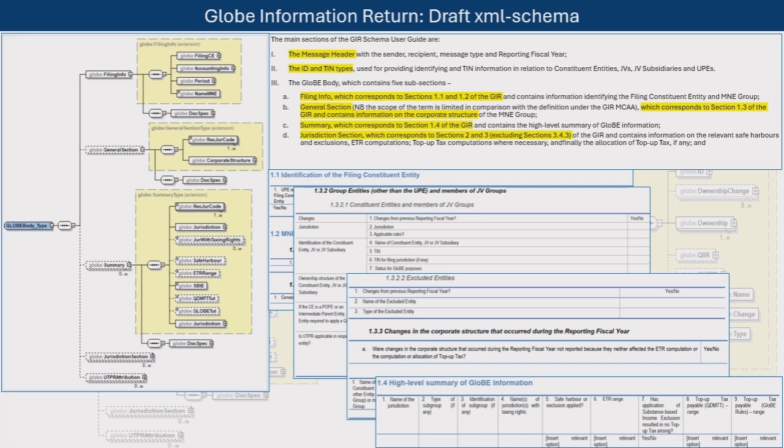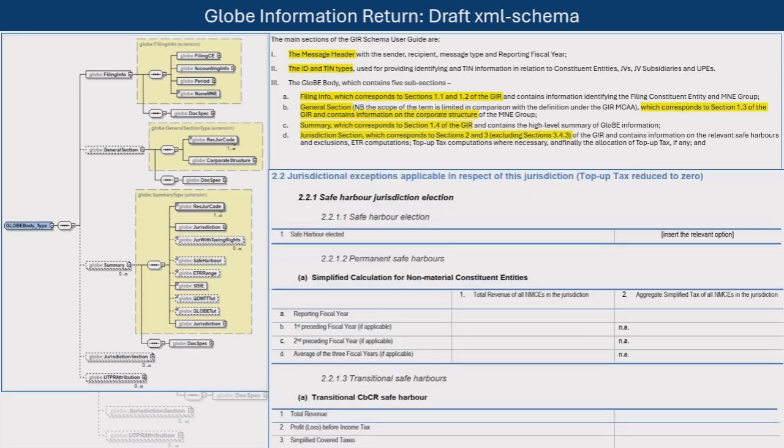So now we understand why they reference the jurisdictions with taxing rights, which comes back to these paragraphs that were read from the Global Information Return. Any safe harbors, the effective tax rate, whether there's a substance-based income exclusion in there or not, your QDMTTs, and then finally your top-up tax payable.